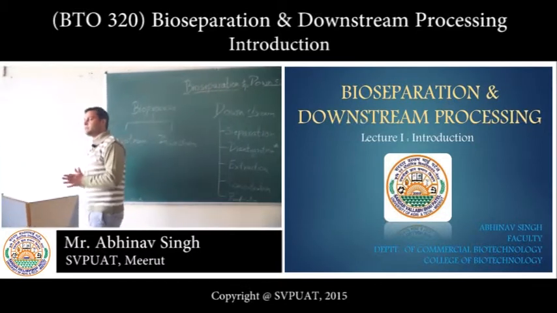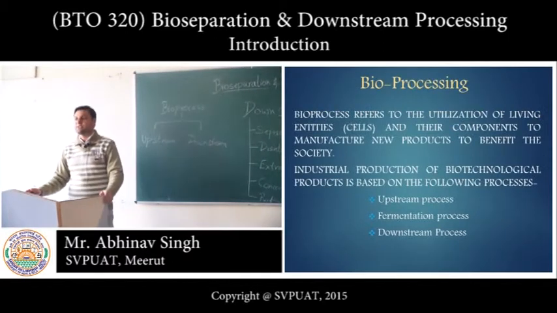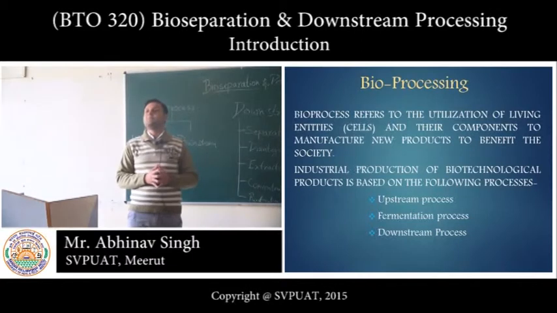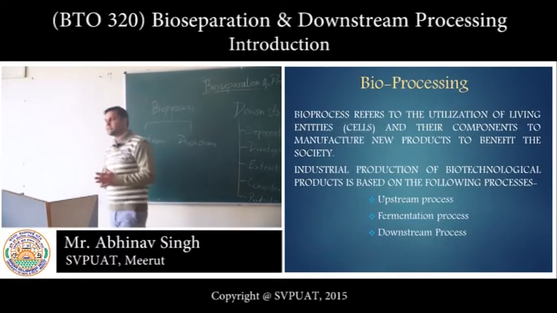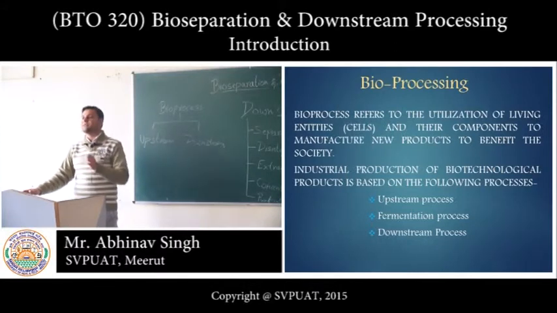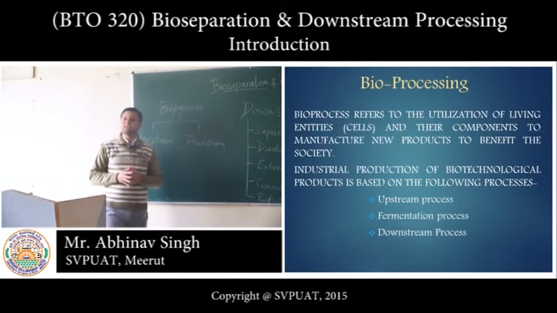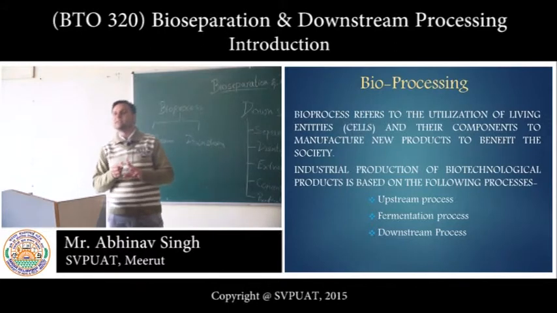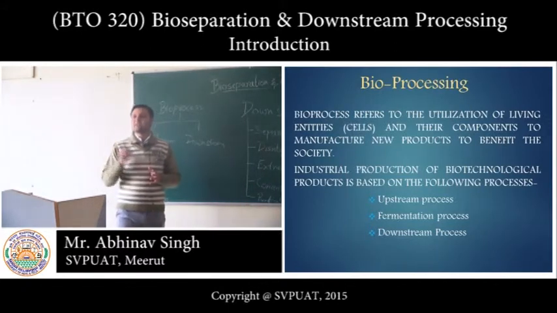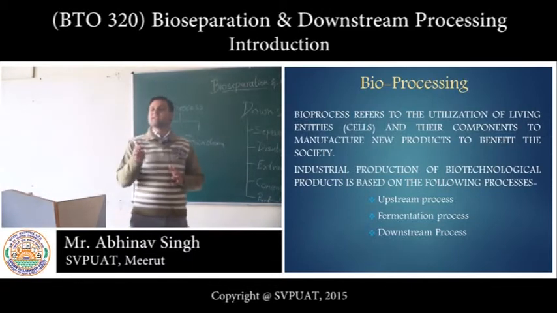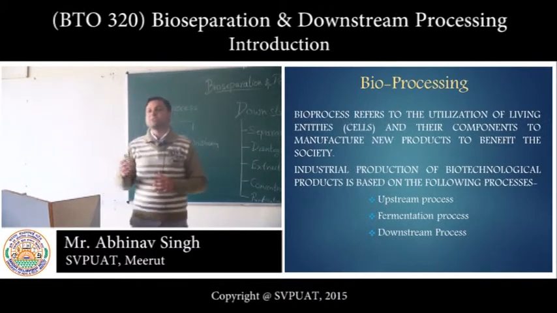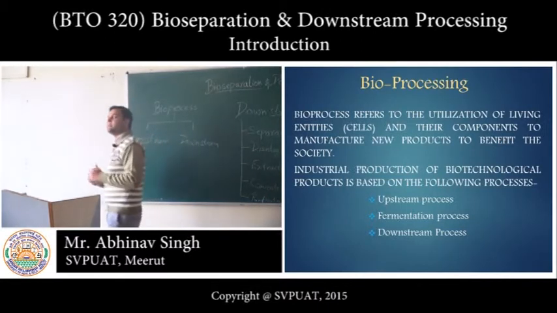In this, first of all, we need to know what bioprocessing is, because this part on the whole is a part of bioprocess. So what is bioprocessing? Bioprocessing simply means the utilization of living cells. How many kinds of living cells do we know? The animal cells, the plant cells, and the microbial cells, or their components. What are the components? Components like their cell organelles, their enzymes, etc., for the production of utilizable products.